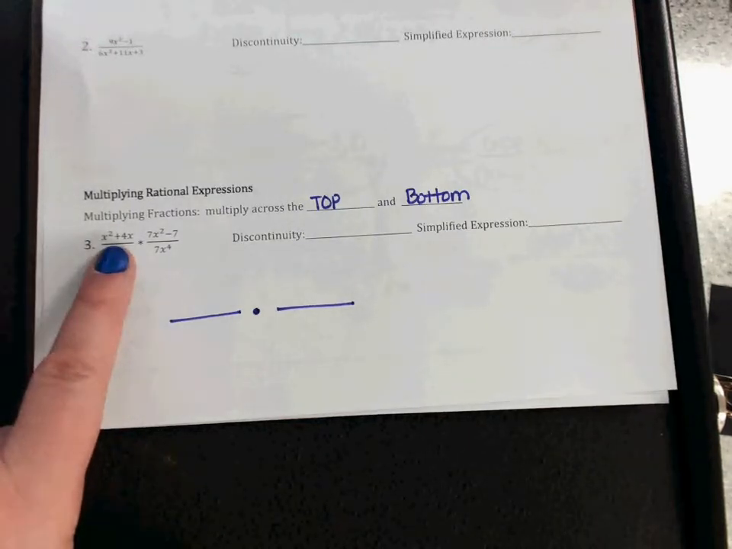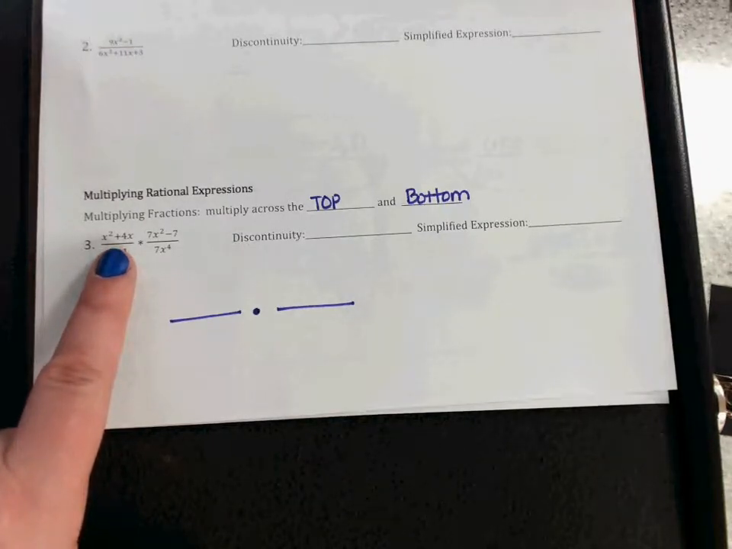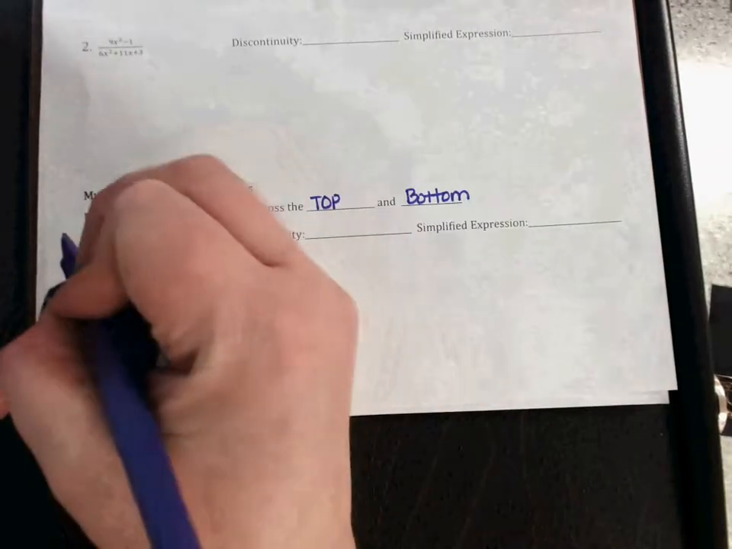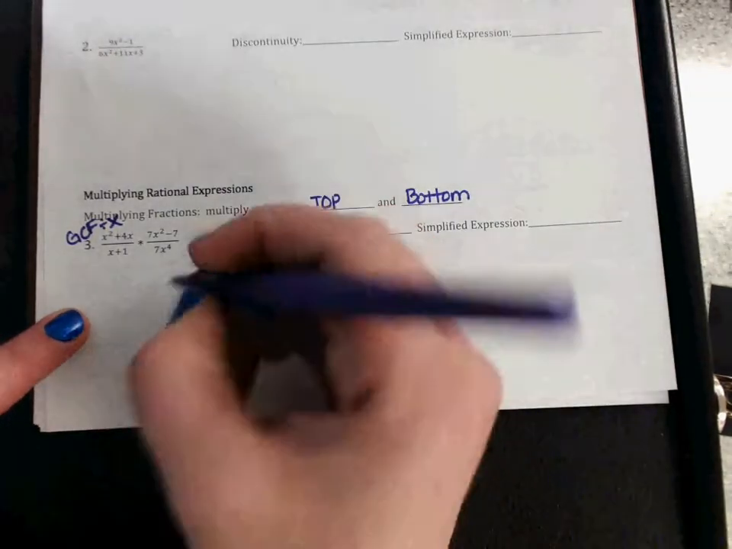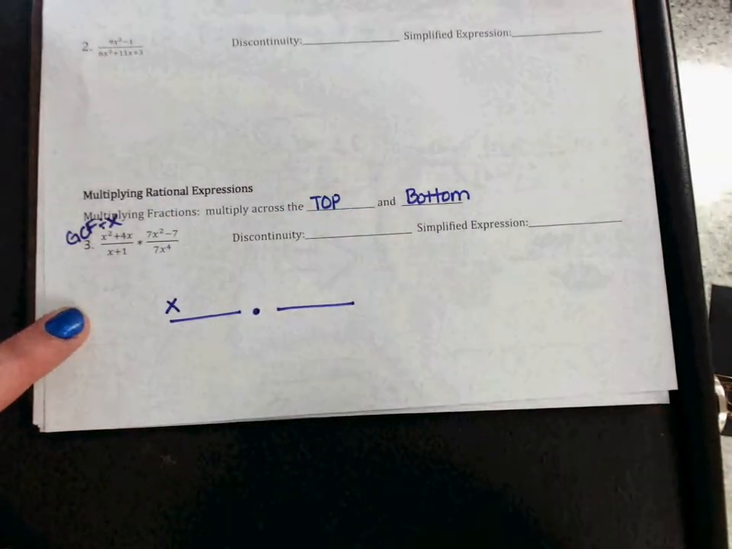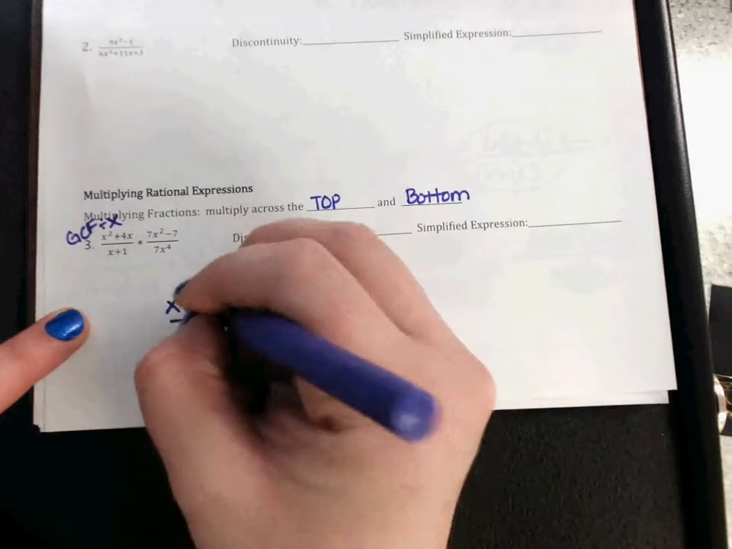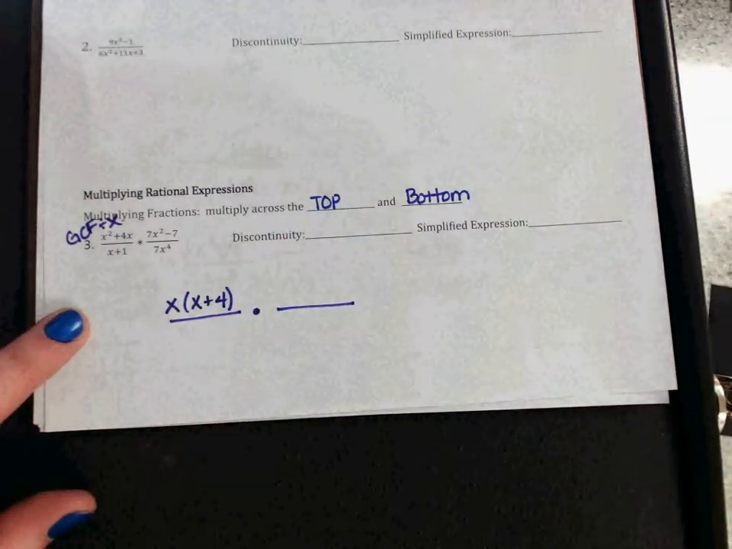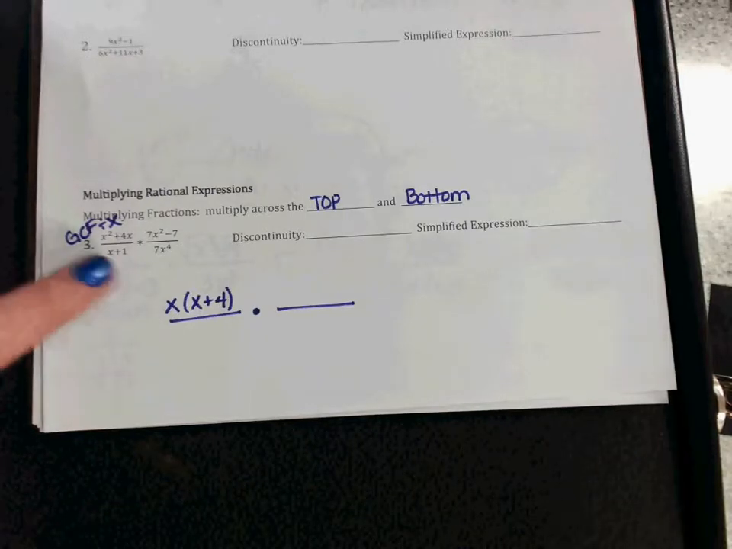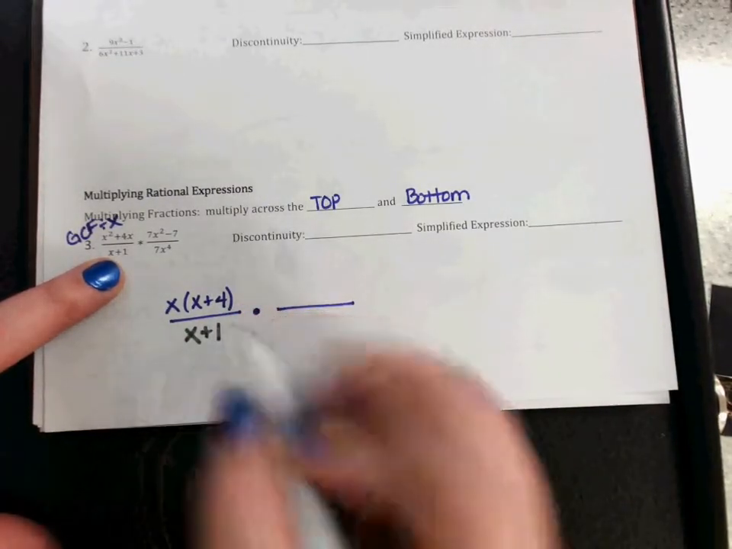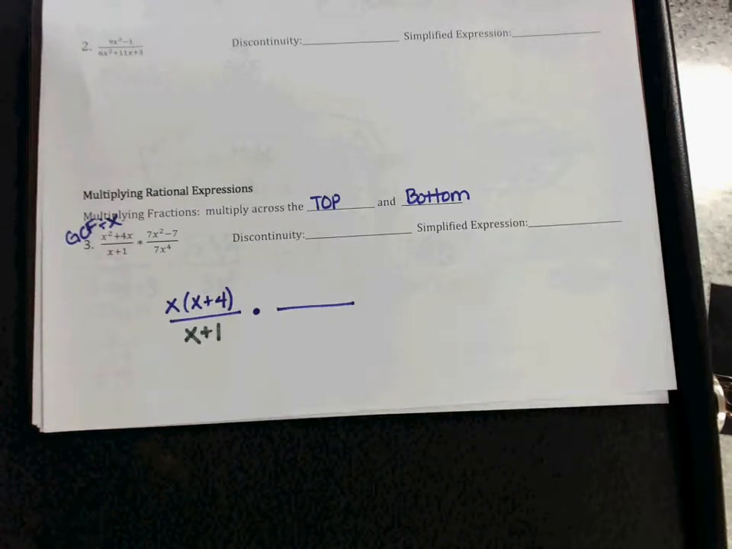So look at your top left up here. I have an x squared plus 4x. What do they both have in common? They both have an x in common. So I'm going to GCF and divide by x. So my x comes out. My x squared leaves an x. My plus 4x leaves a plus 4. That one's done. Now we're going bottom left. I have an x plus 1. That's just going to stay the same. Remember, there has to be something you can do to it for you to change it. So that one's already finished.